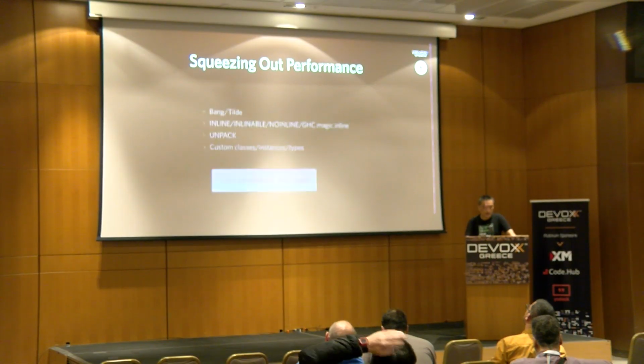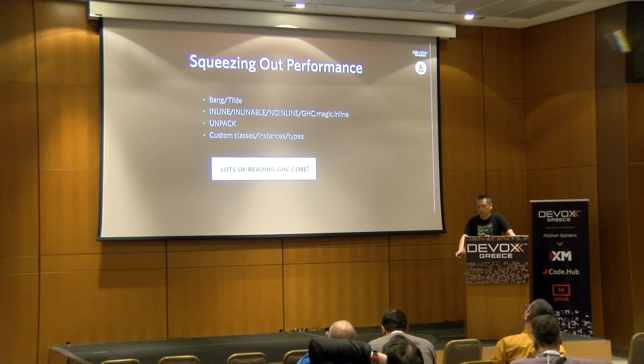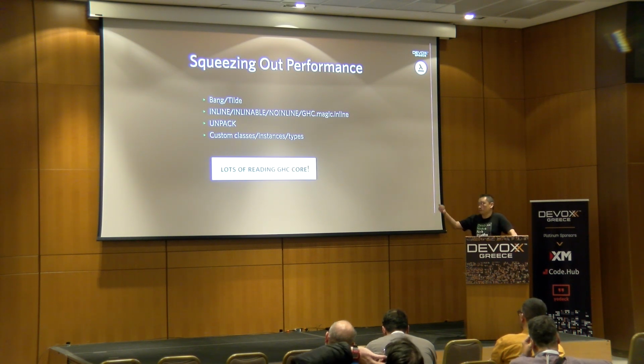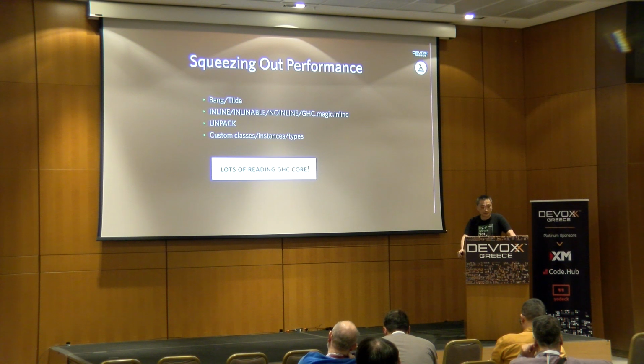So how exactly do we do this? How exactly do we squeeze performance out of such high level code? By using annotations. Haskell allows you to use various kinds of annotations to influence compiler behavior. For example, the bang and tilde control whether something should be lazy or strict. The inline, inlineable, and noinline pragmas give more granular control of the inlining behavior, and unpack controls whether something is boxed or unboxed. You can also have custom classes, instances and types that are in some cases more efficient than the ones provided by the standard library.